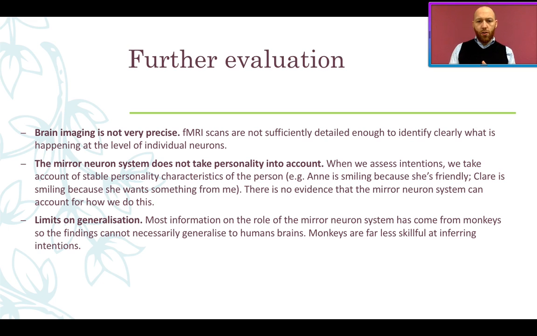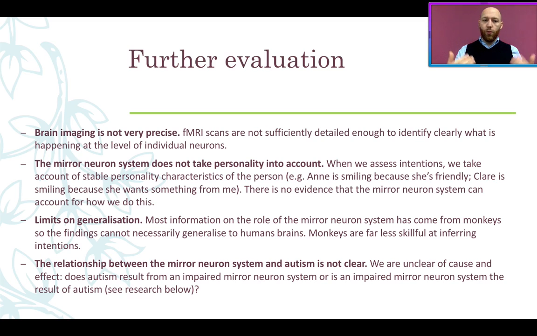Limits on generalization. Most information on the role of the mirror neuron system has come from animal research, comparative research. We already found some differences between a monkey's ability to, for example, register movement that isn't directed by an agent compared to humans, and there may be other very important differences between humans and monkeys. Monkeys, for example, are far less skillful in inferring actions. We are masters in interpreting social phenomena. We don't always get it right, but we're very good at the skill.